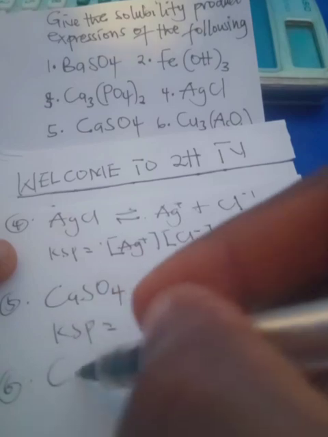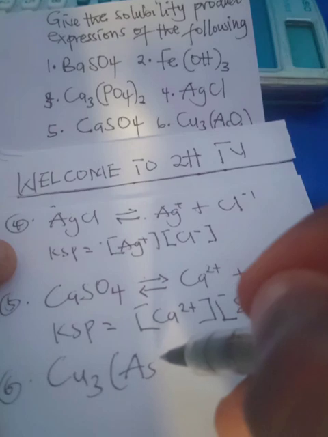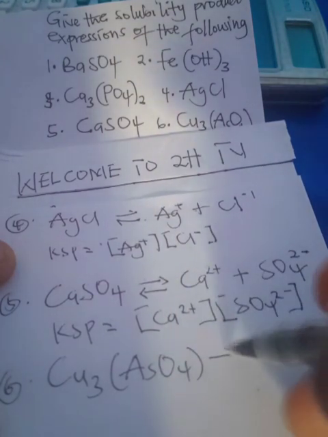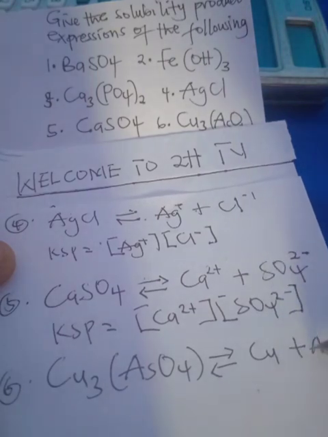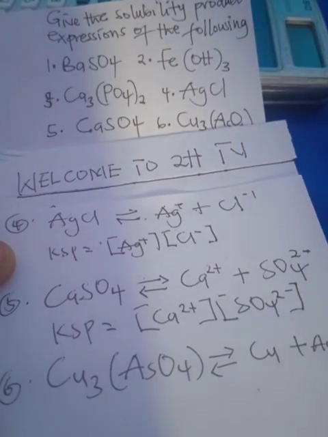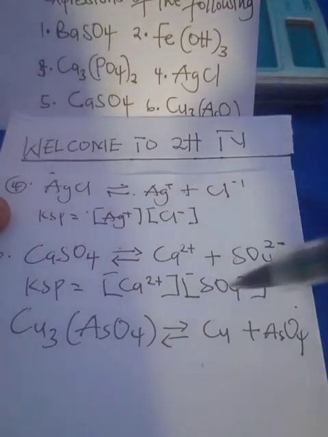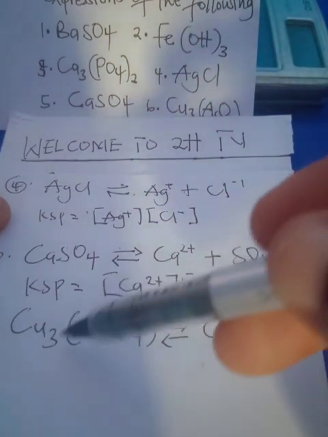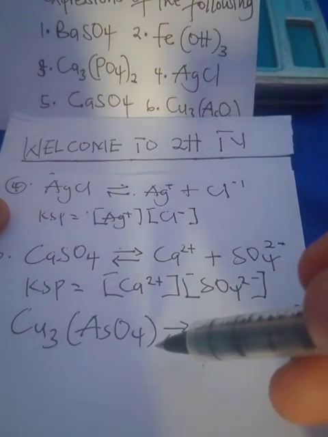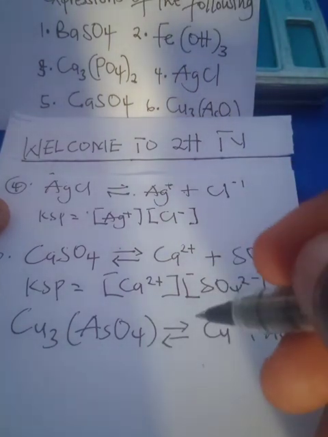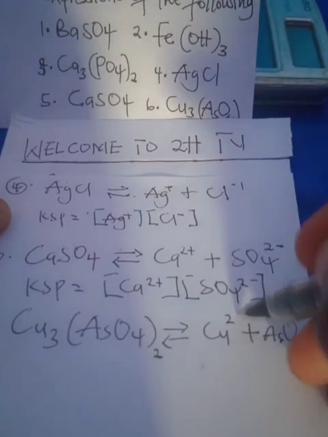And let's look at the last one, question 6. We have Cu3 brackets open AsO4, right? When you dissociate this, you produce Cu ions and AsO4 ions, right? So what is in front of the cation becomes the charge of the anion, so 3 minus, and what is in front of the anion becomes the charge of the cation. There is 2 here, sorry, so it becomes 2 plus, right?